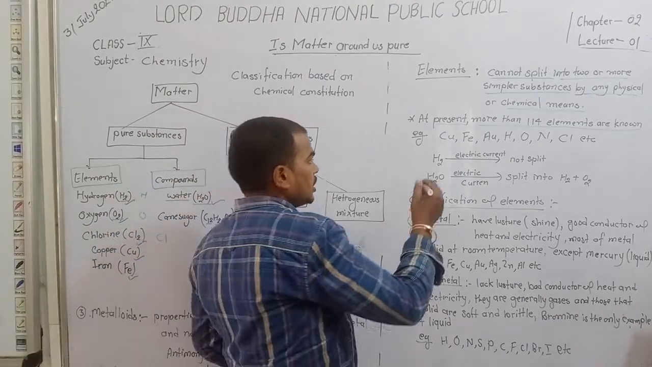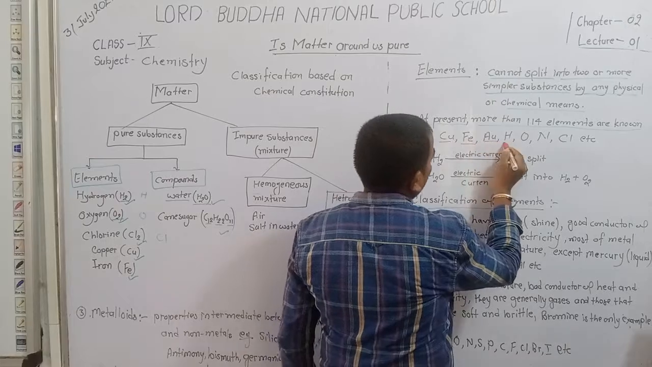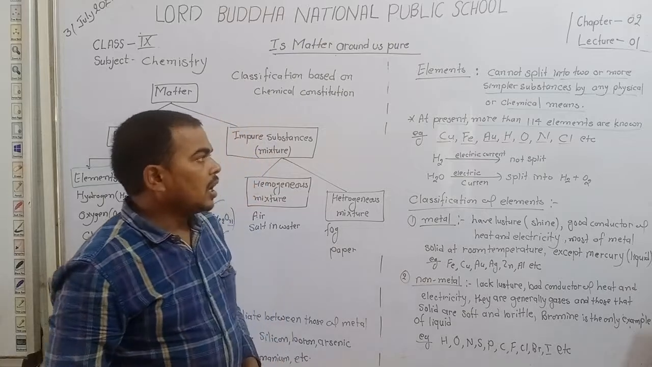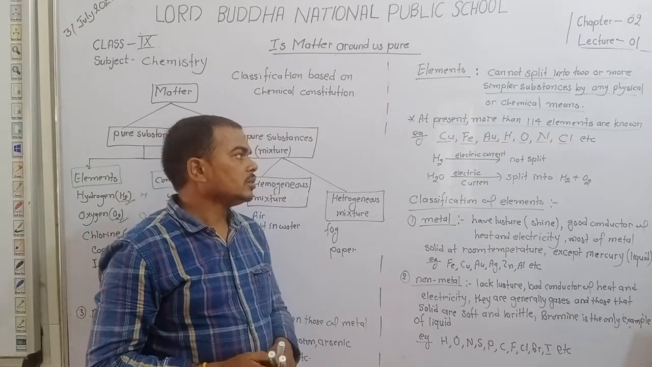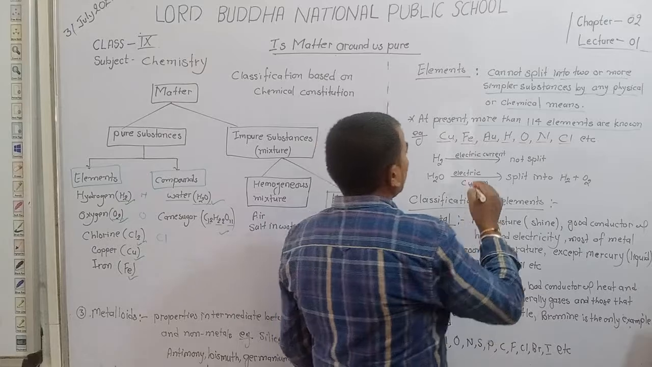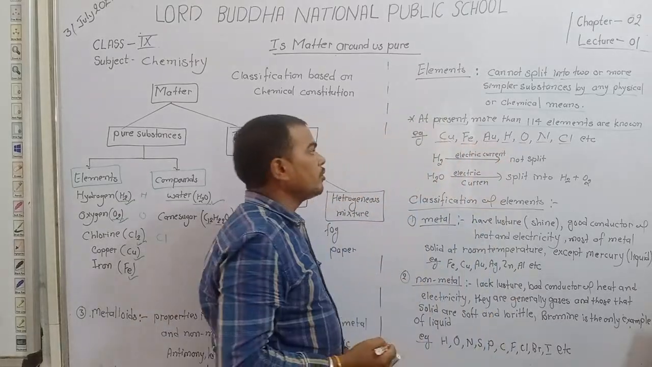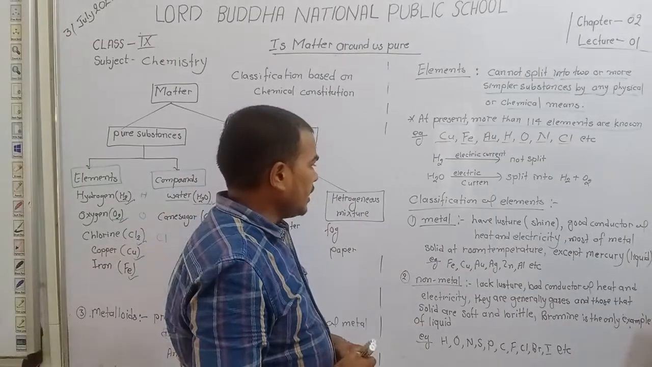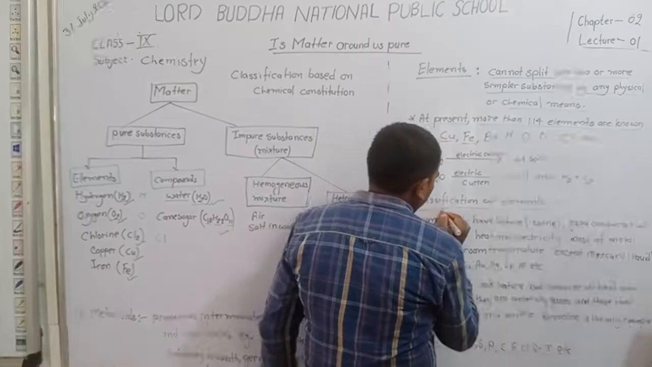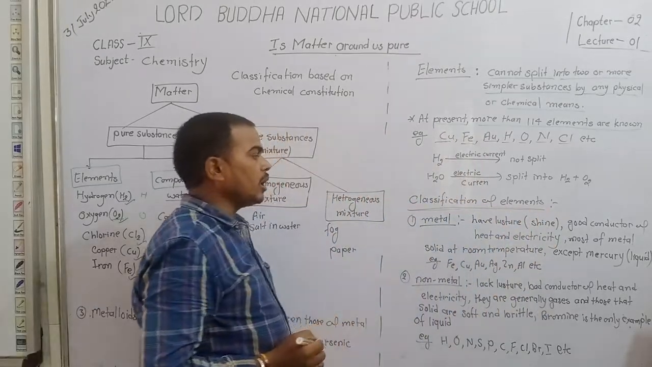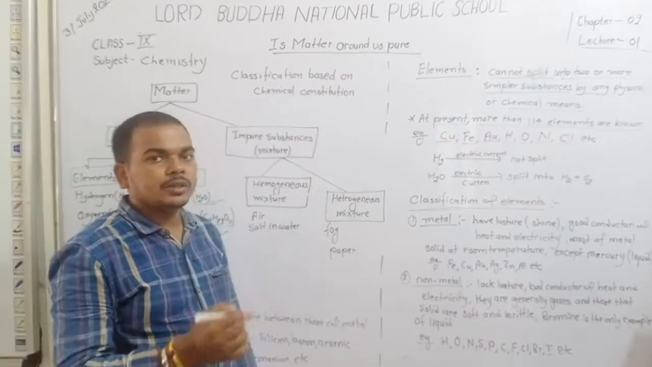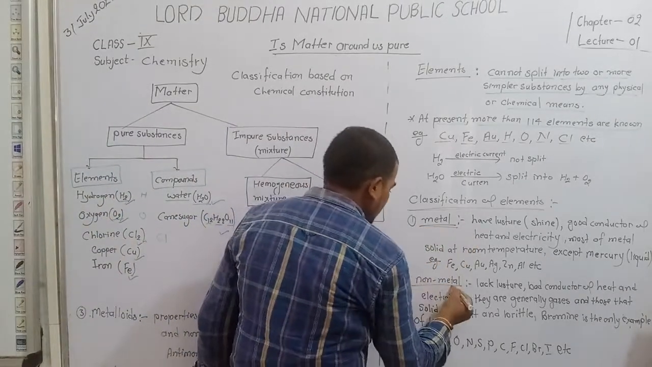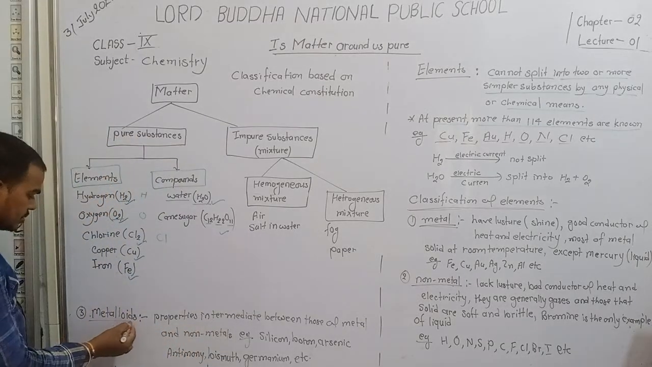Such as copper, iron, gold, hydrogen, oxygen, nitrogen, chlorine, etc. Similar to these elements, more than 114 elements are known at present. Now we classify the elements. Classification of elements: elements are classified into three categories. First is metals, second is non-metals, and third is metalloids.